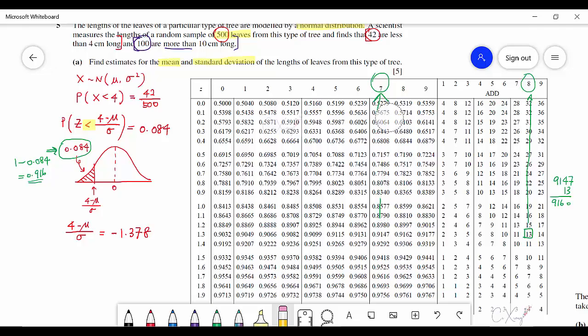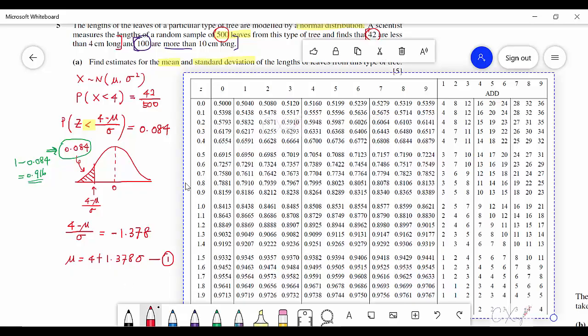All right, so once you get this value already, then you can try to make it as a formula. So we are having one first formula, which is actually mu equals to 4 plus 1.378 sigma. Okay, I rephrase everything and I make the mu on the left hand side. Okay, so you're having mu equals to 4 plus 1.378 sigma. So this is my first equation.